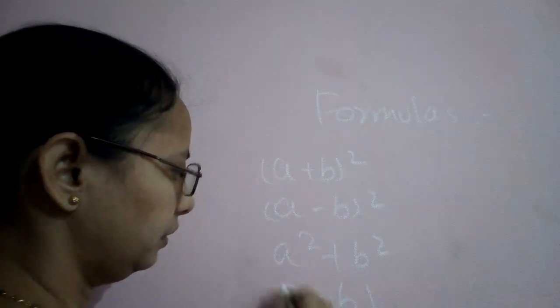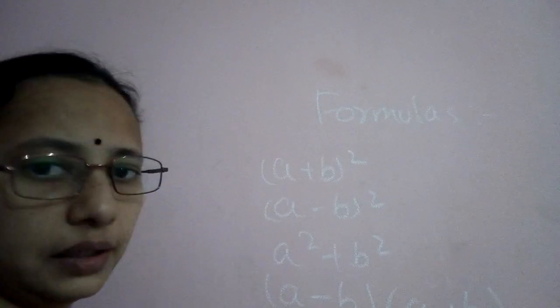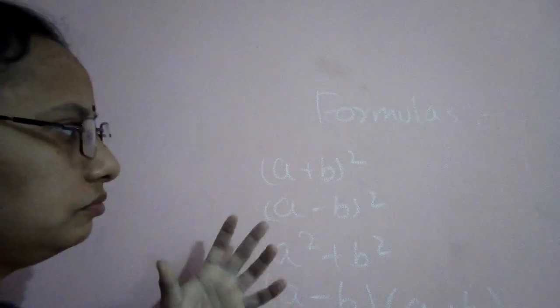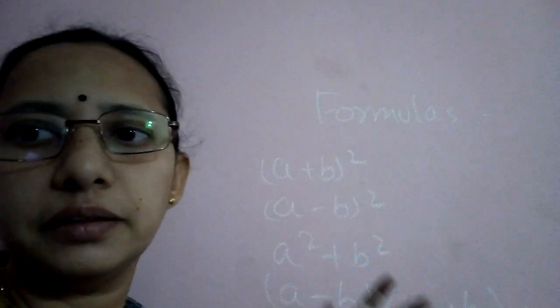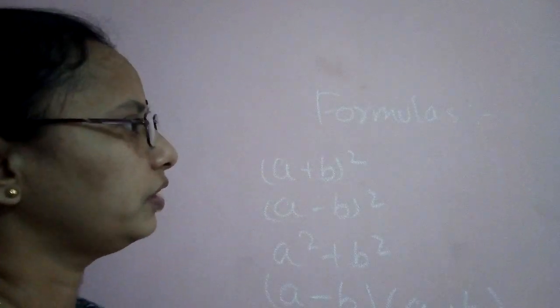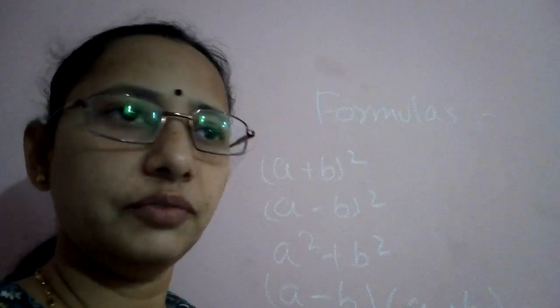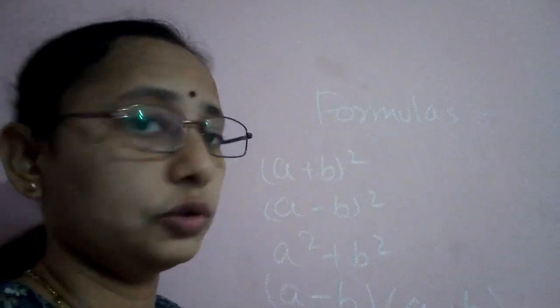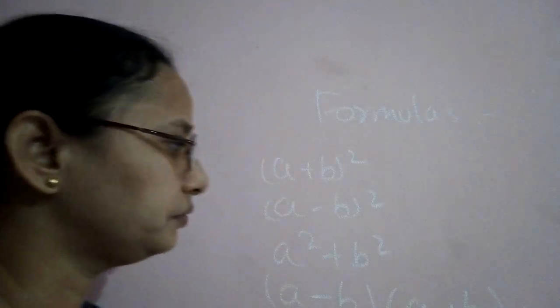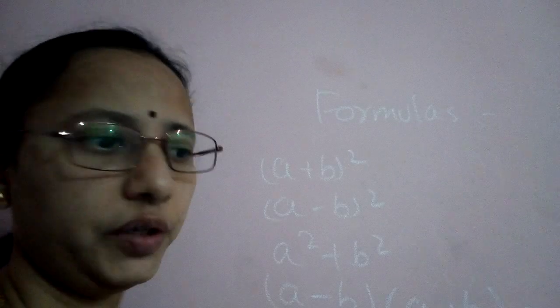a minus b, and a plus b, a square minus b square. These are the basic formulas. I'm just writing 3 to 4 formulas for the demo, and when we get into the depth of the chapters, we can go through the remaining formulas, and based on these formulas and properties, we use them to simplify the equations.